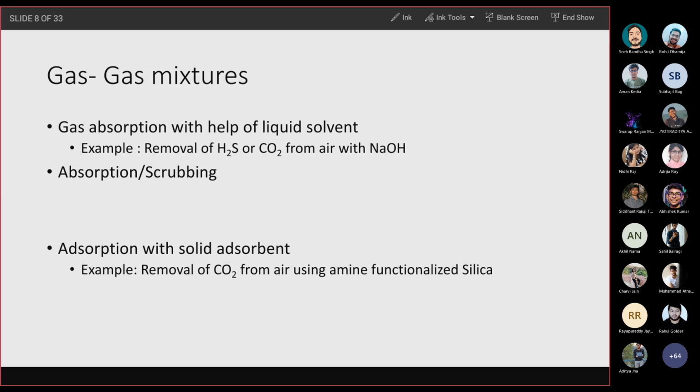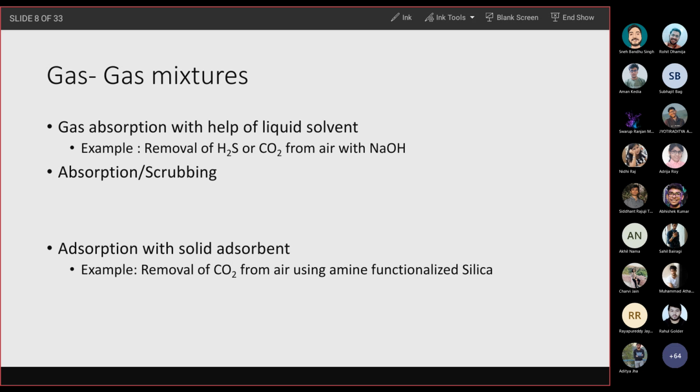Now, to separate gas-gas mixtures, another unit operation which we can use is adsorption. In adsorption, the gas-gas mixtures are separated with the help of a solid adsorbent.